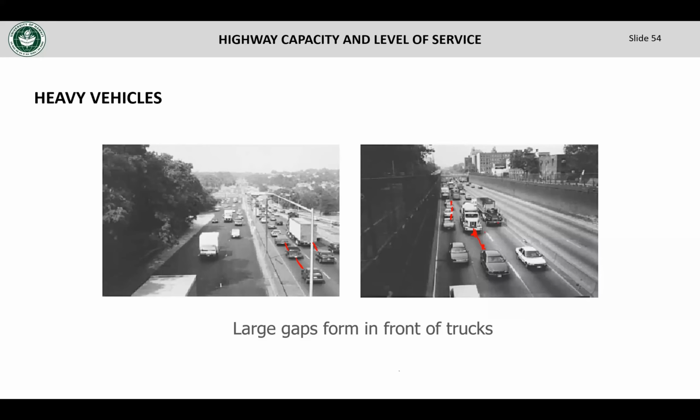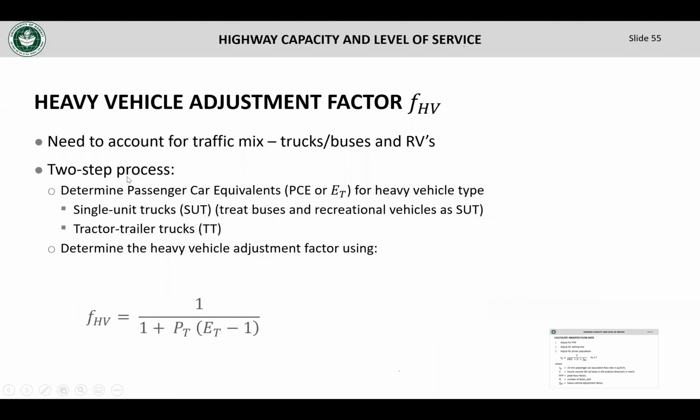Because of that, and because the acceleration capabilities of trucks and cars are not equivalent, in terms of the capacity they consume of the road, we are going to be using some equivalence between cars and trucks. We need to account for the traffic mix, and basically what we do is a two-step procedure. First, we determine a passenger car equivalent, saying, okay, each time I see a truck, it will be equivalent to so many cars. These are typically defined as passenger car equivalents, or sometimes they use the symbol ET, equivalent for trucks.